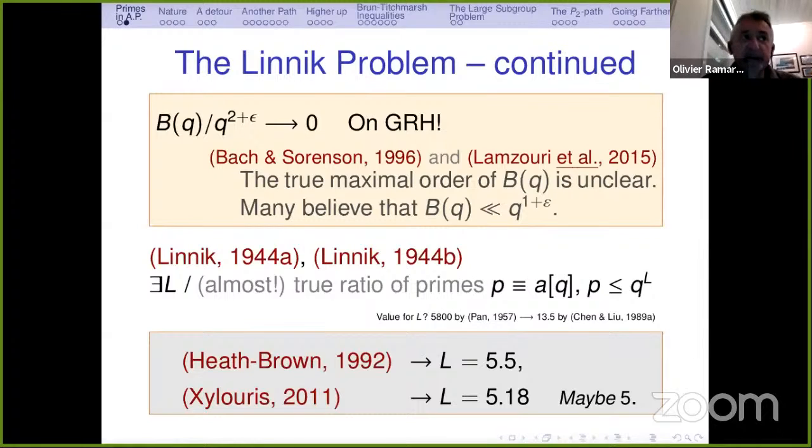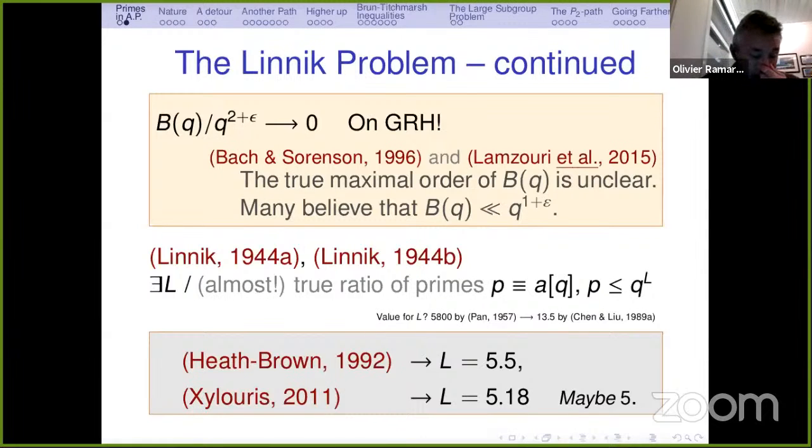In this paper, he says, okay, I didn't do all the improvement possible. And this was done by Xiluris in his PhD in 2011. So the published paper has L equal 5.18. But in fact, in his PhD, you can find 5. It has not been published.